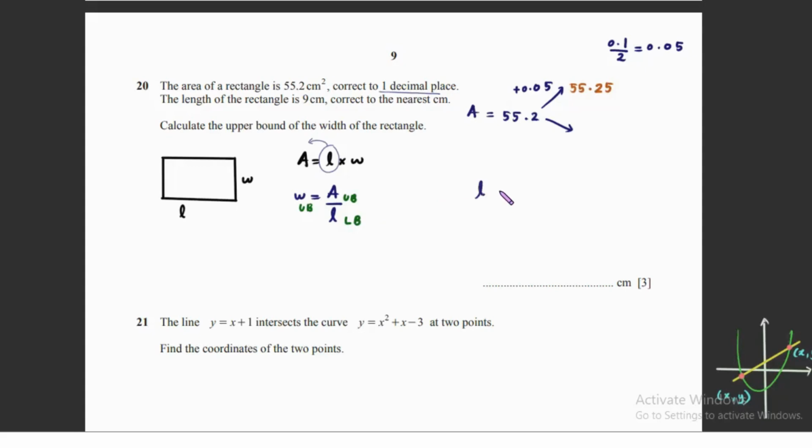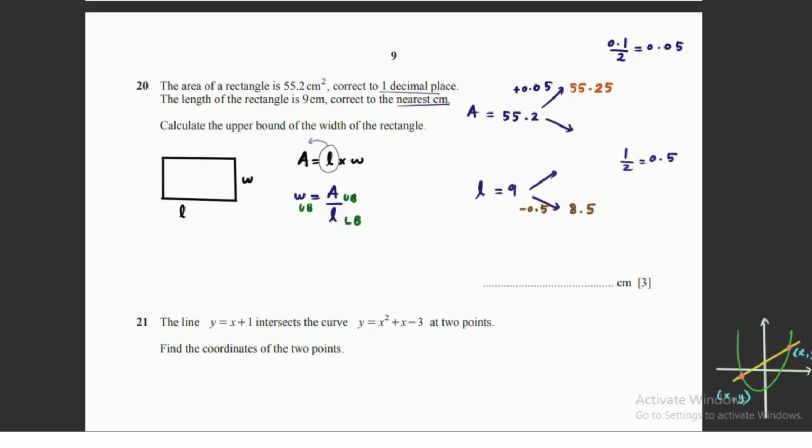The same way, I need to calculate the lower bound for L. So the value of L is given to us in the question as 9 centimeters. Now, to calculate the upper bound or the lower bound, it clearly states that it's been rounded to the nearest centimeter, which means it's rounded to the nearest whole number. Whole number means it's in the ones column. So the 1 only has to be divided by a 2, which is 0.5. So I need to add or deduct 0.5 to calculate the upper bound and the lower bound. But in this case, I need only the lower bound. So I need to deduct 0.5 from this 9, which gives me the lower bound of L, which is 8.5.